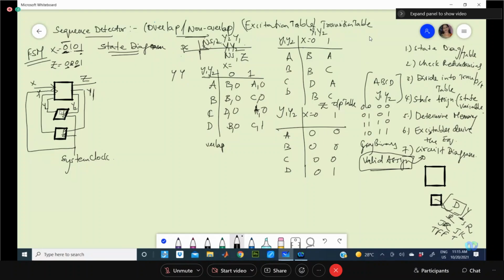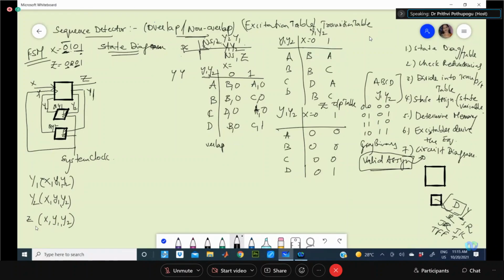Okay. Now this is Q of y1 and this will be Q of y2, or else D1, D2 if you take Q1, Q2, whatever you name here. So this is a D flip-flop. For implementing a D flip-flop, we need the equations of capital Y1, Y2 and Z in terms of x, y1, y2.